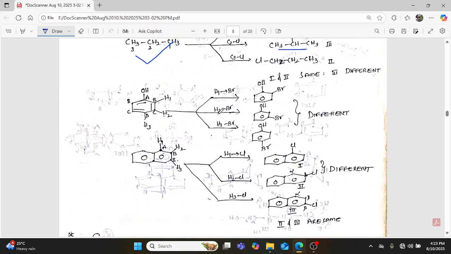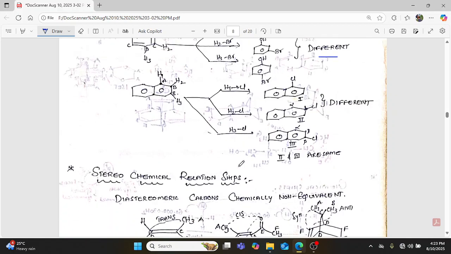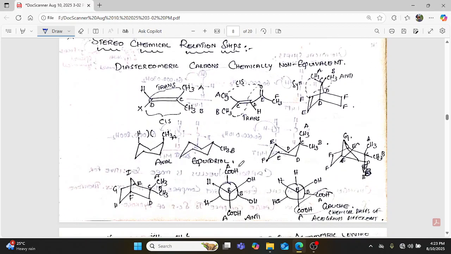In the case of aromatic compounds, the ortho, meta, para, H1, H2, H3, if you want to say whether these three are equivalent or non-equivalent, what should you do? Replace with a third atom. The first one gives orthobromophenol, the second gives metabromophenol, the third gives parabromophenol. So the three products are different or not? That's why H1, H2, H3 are different. In this way we can identify, in the case of naphthalene, anthracene, whatever it may be. Stereochemical relationships we can also do in the same way.